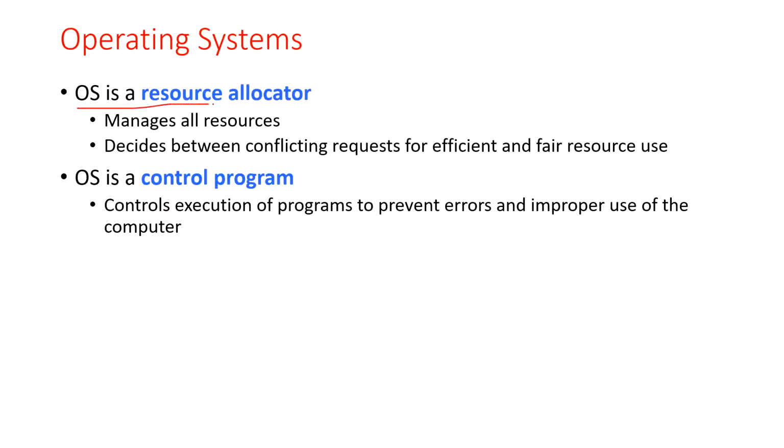Then the OS is also a resource allocator. It manages all the resources of a given computer system. It decides between conflicting requests for efficient and fair resource use. There might be many requests to use a particular resource, so the operating system steps into the conflict and resolves it, making sure there is efficient usage of the resources. The OS can also be a control program, because it controls the execution of programs to prevent errors and improper use of the computer.